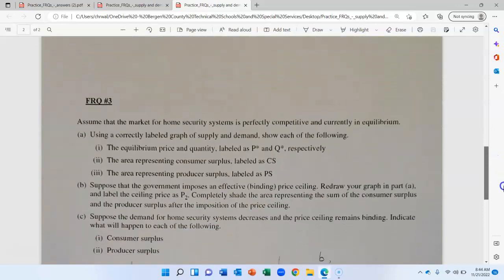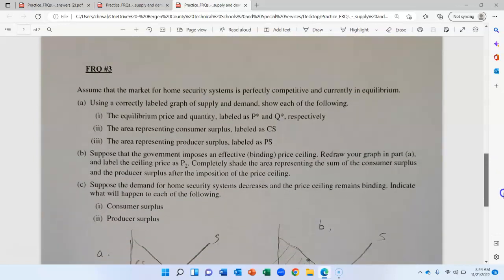If we look at the last question, assume that the market for home security systems is perfectly competitive. Don't worry about that for now. We will look at different types of market structures. For now, everything we've looked at is perfectly competitive. Upward sloping supply, downward sloping demand, lots and lots of competition. It's a typical model for a theoretical market. And we also are saying it's in equilibrium.